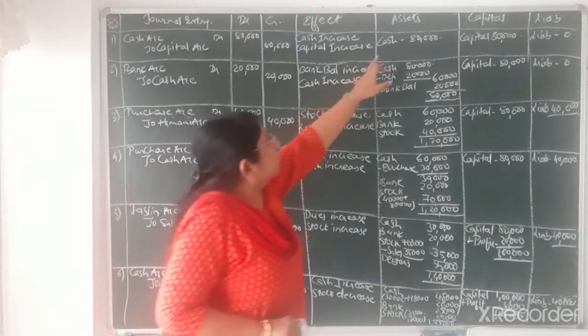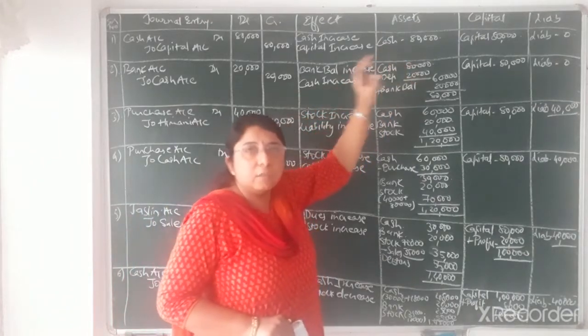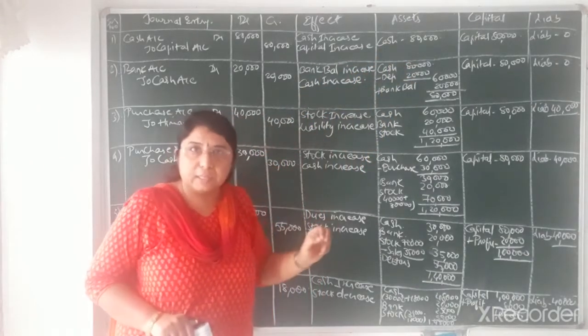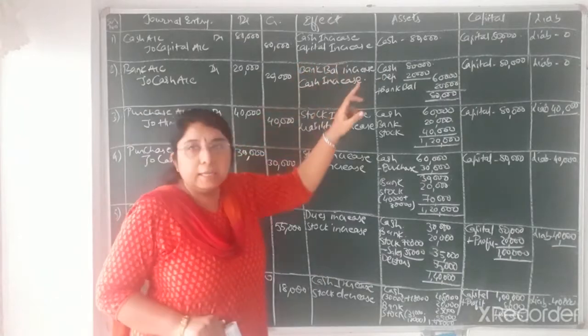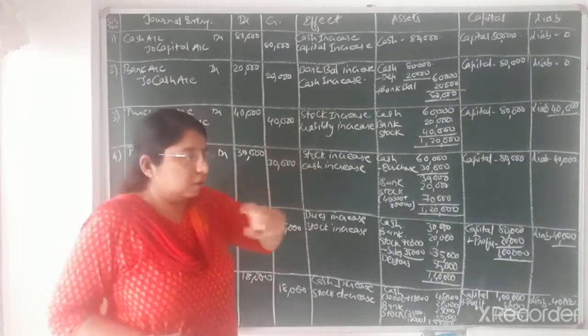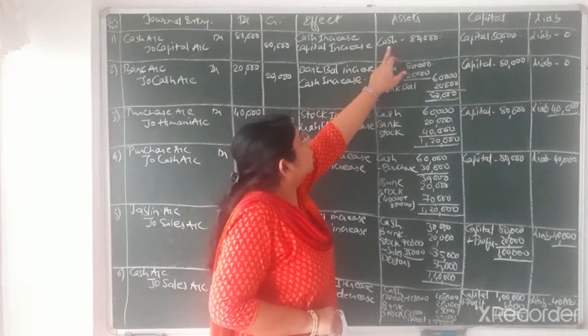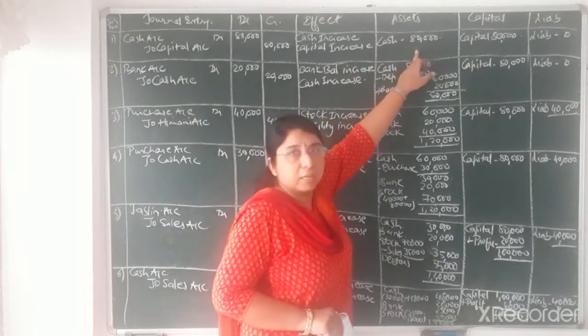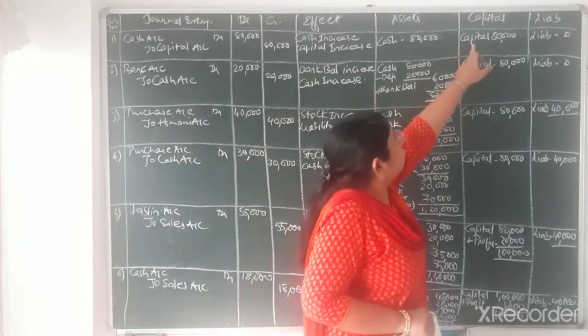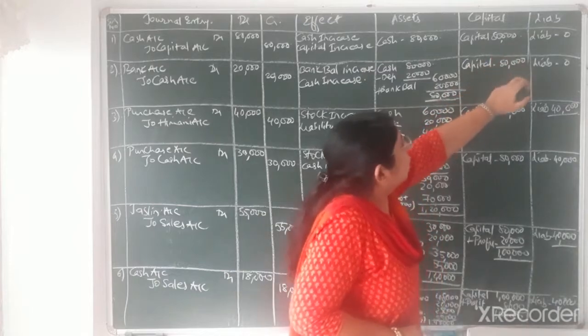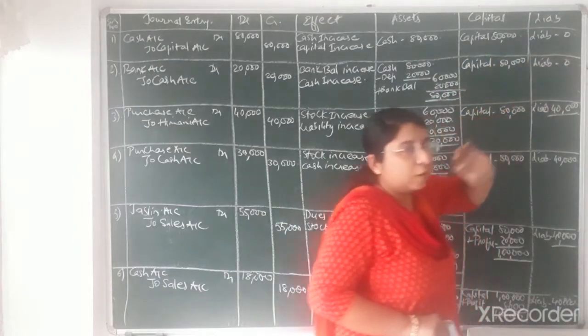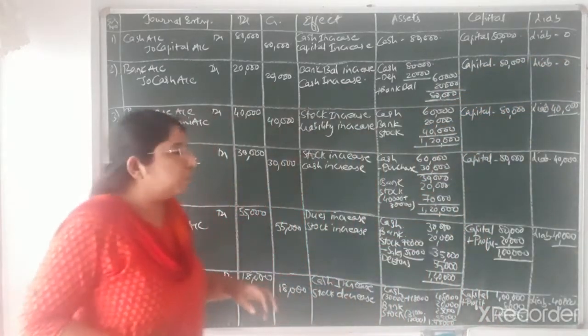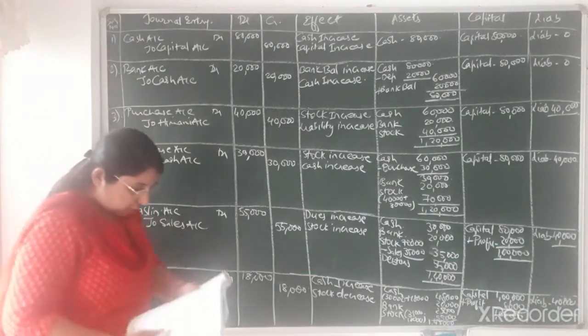Cash is one kind of current asset, so the first effect would be in the assets, and the second effect would be in capital, so both will increase. Assets would increase, that is cash balance would increase by rupees 80,000, and capital will also increase by rupees 80,000. Liability would be nil because there is no effect in liability. Now moving on with the second transaction.